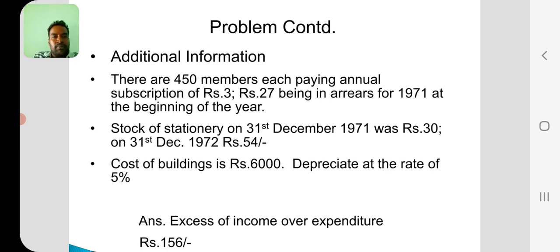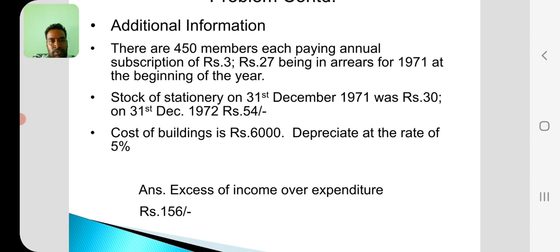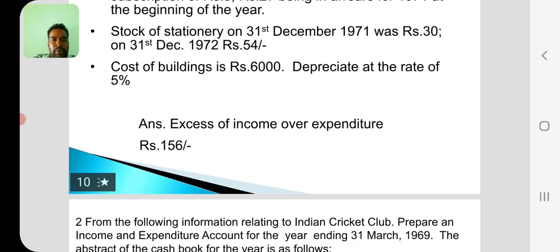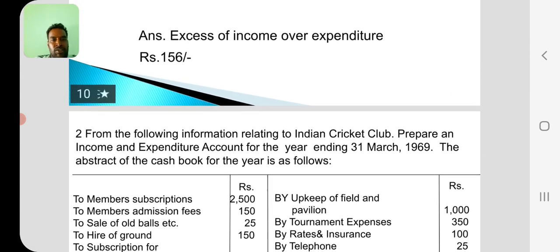Additional information or adjustments: there are 450 members, each paying annual subscription of rupees 3, 27 being in arrears of 1971 at the beginning of the year. Stock of stationery on 31st December 1971 was 30, on 31st December 1972 it was 54. Cost of buildings is rupees 6000, depreciated at the rate of 5%. Excess of income over expenditure is 156. With this information we can prepare the income and expenditure account.